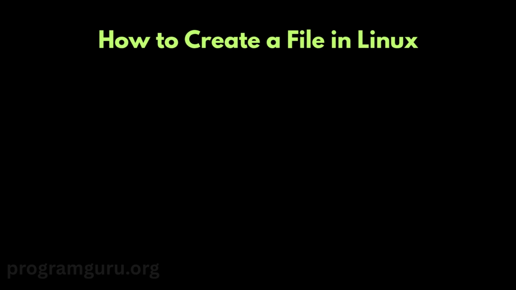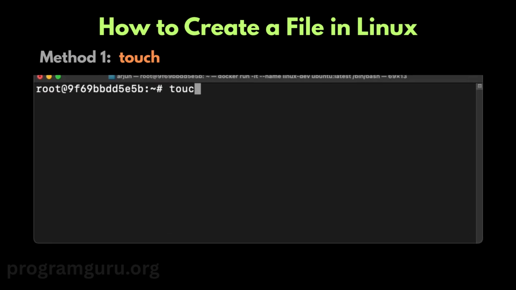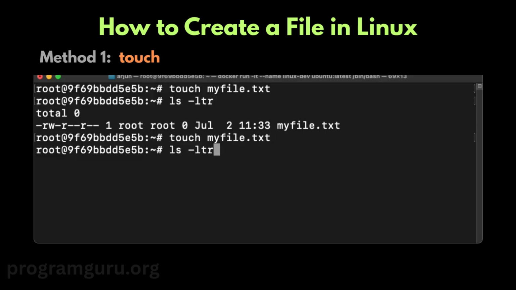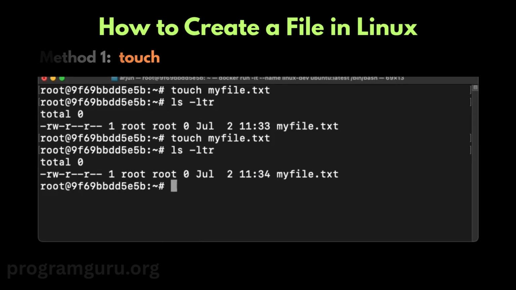In this tutorial, we're going to learn how to create a file in Linux. Method 1. Using the touch command. The touch command is the easiest and most common way to create an empty file. touch myfile.txt. This creates a new empty file called myfile.txt in the current directory. If the file already exists, don't worry, touch will simply update its timestamp. This can be useful when writing scripts or managing logs.